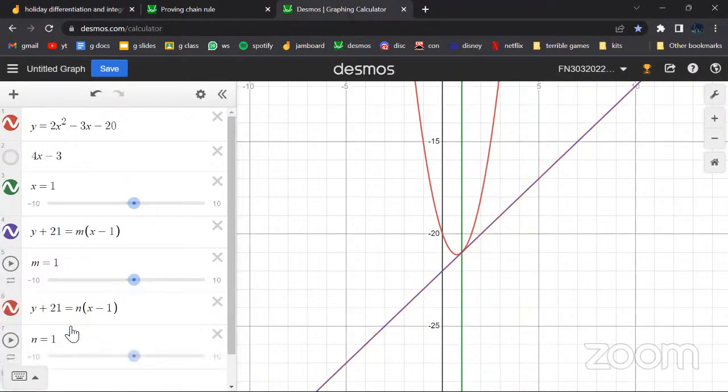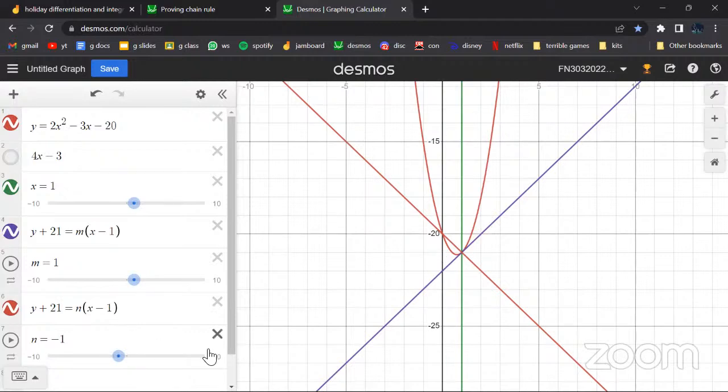Now change n to a slider. Change n to the gradient of the normal. Come on, the gradient of the normal is... Now, that is the result that you propose, right? So what do you want me to do? I want you to use your Desmos to confirm whether your answer is correct.